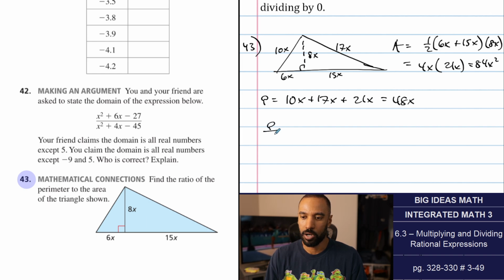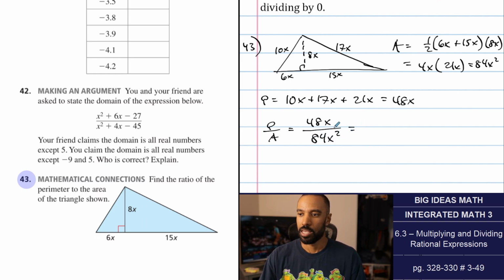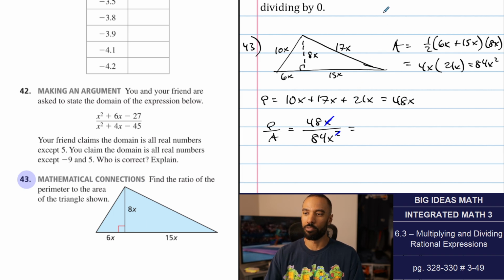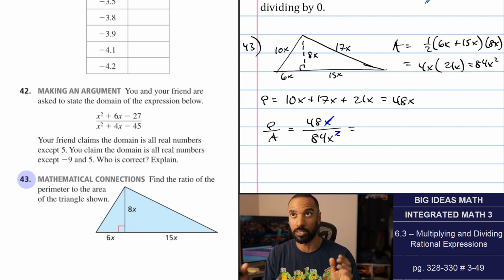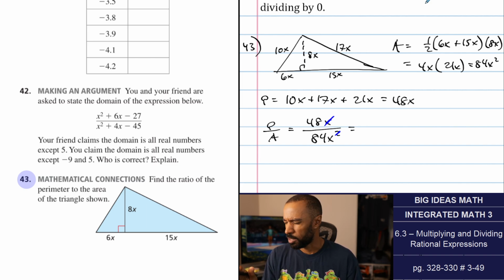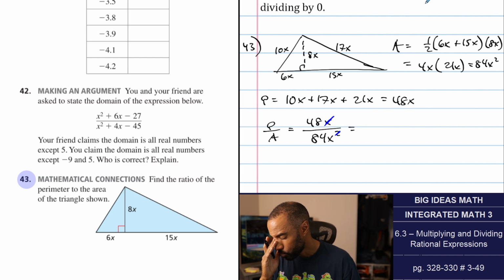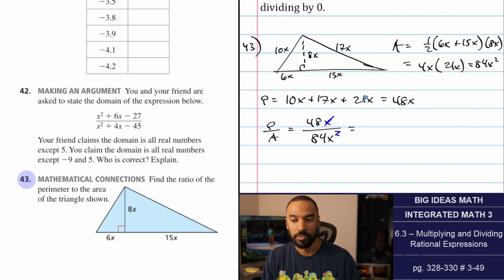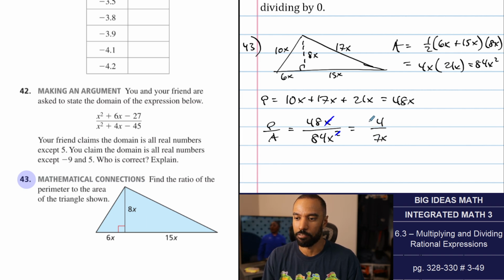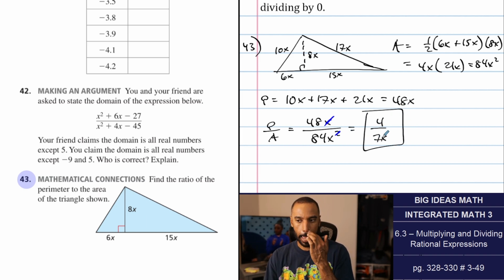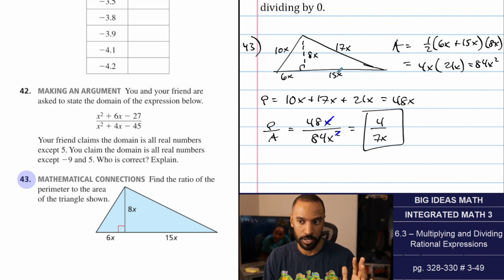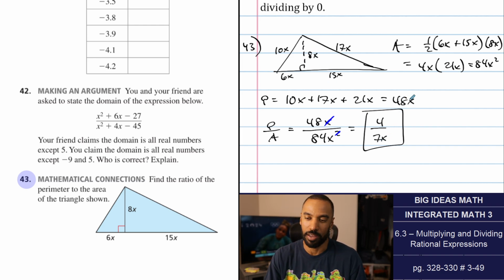Okay, so find the ratio of the perimeter to the area of the triangle shown. So perimeter over area is 48x over 84x squared. One of these x's can go, and 48 and 84 can each divide by 4. You get 12 over, oh, we can divide by more than that. So I guess you can divide by 12. Yeah, you can divide by 12. So you get 4 over 7x. No restrictions on x. Well, there's a restriction. x can't equal 0. It couldn't anyway for the lengths, but it's in the denominator, so we don't have to mention it.